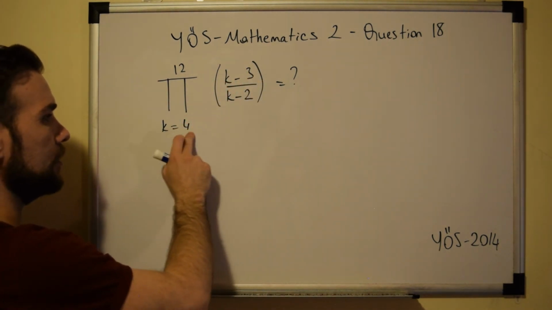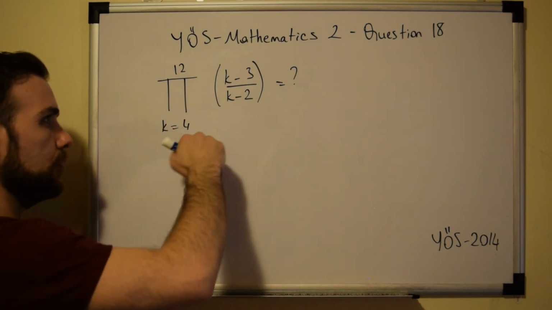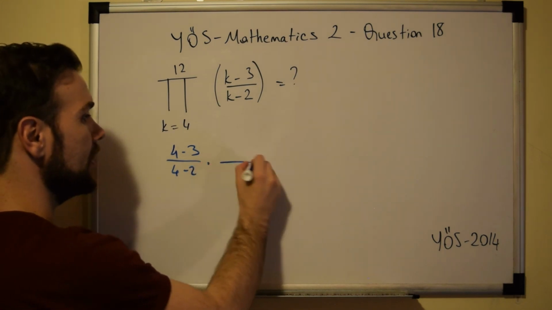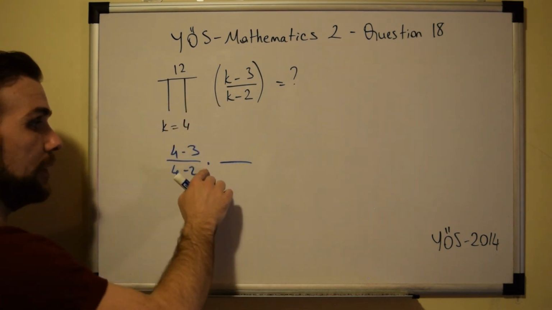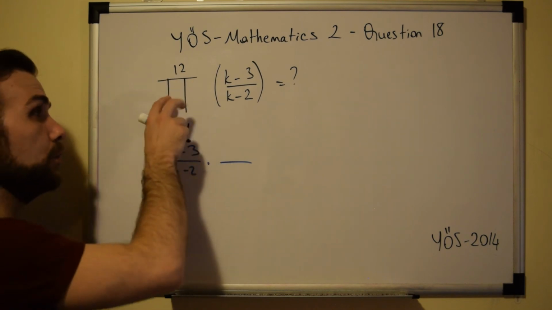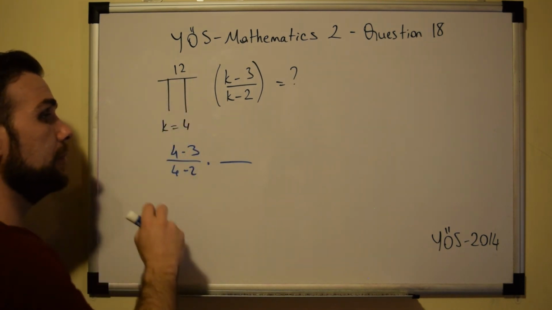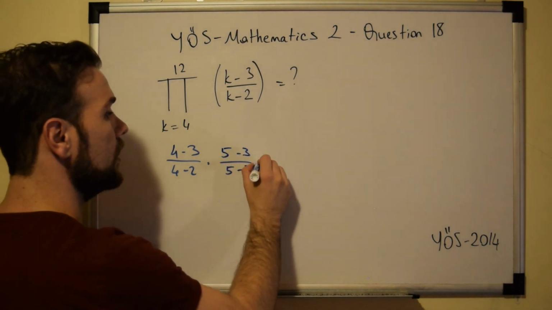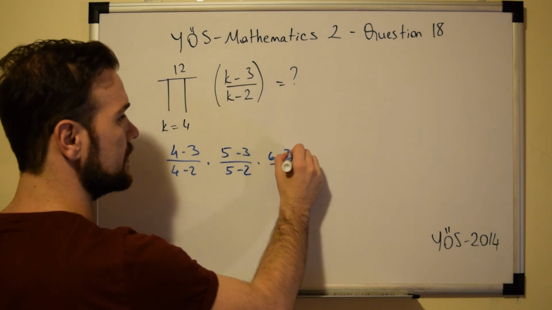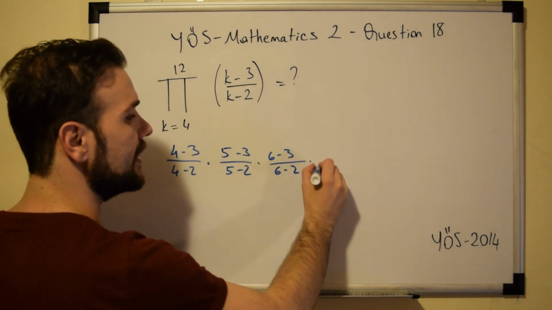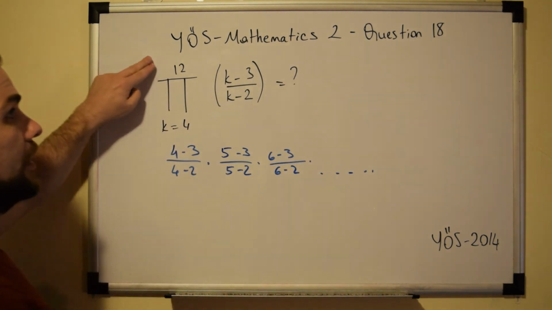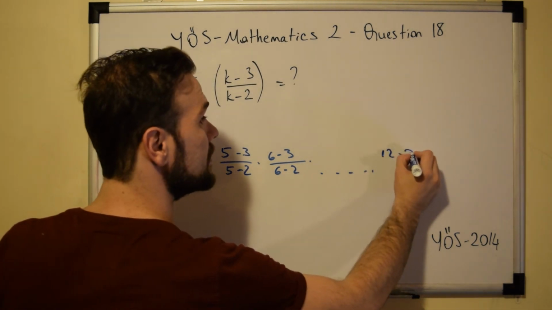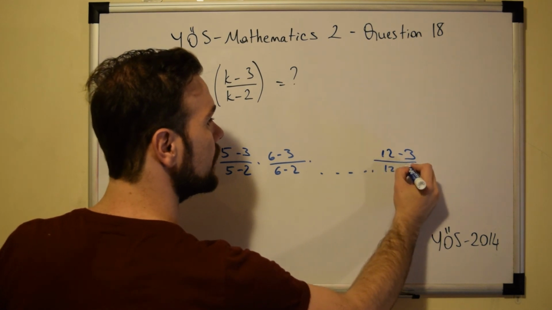So we have k minus 3 over k minus 2. I will start with the value of k equal to 4 as the lower limit. So we have 4 minus 3 over 4 minus 2 times, don't forget times, we multiply because we are given the P symbol. So we have 5 minus 3 over 5 minus 2 times 6 minus 3 over 6 minus 2 times, and we go up to 12, which is the upper limit that we are given. So we have 12 minus 3 over 12 minus 2.